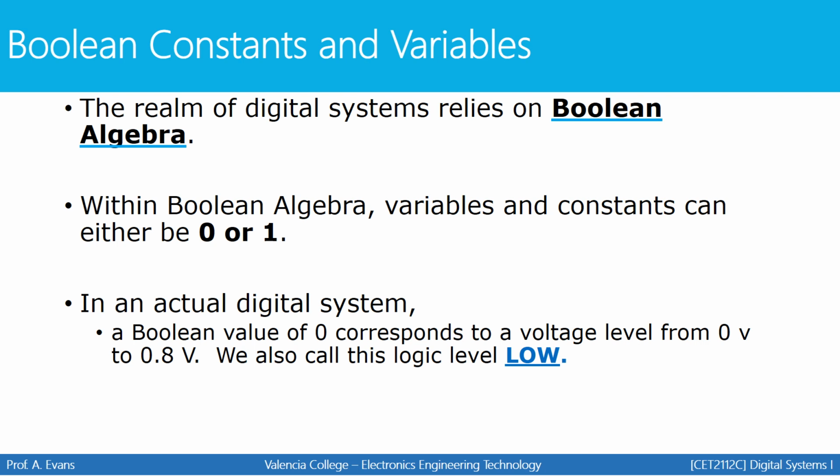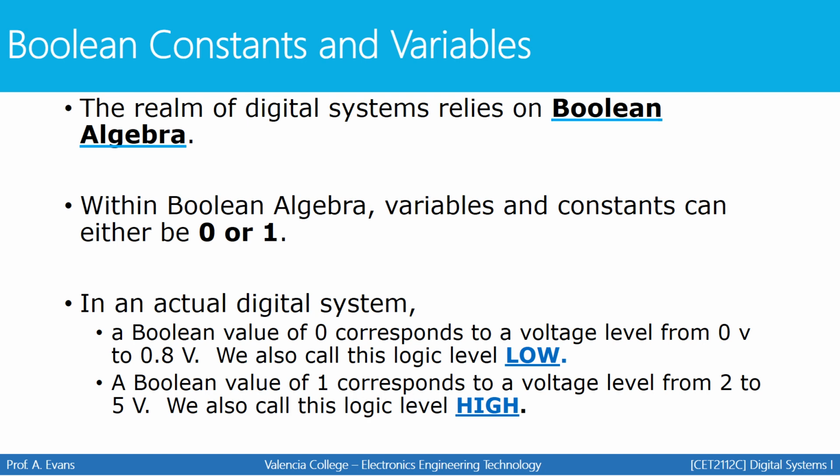In the real world, if you needed to translate the idea of a 0 or a 1 to a tangible value or a tangible idea, a Boolean value of 0 corresponds to a voltage level from 0 volts to 0.8 volts. And we call this logic level low. So when we are building a digital circuit, if we were to ever take a voltmeter and measure the voltage at a particular input or a particular output, that voltage level is going to be considered a low or a 0 if I measure anything between 0 volts and 0.8 volts.